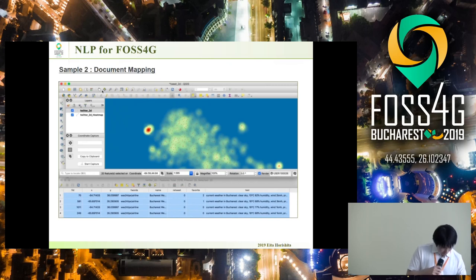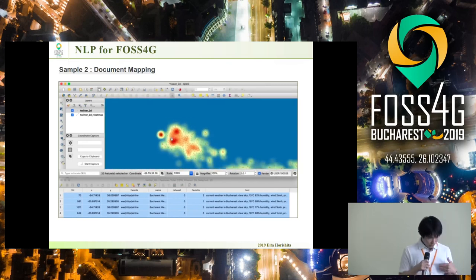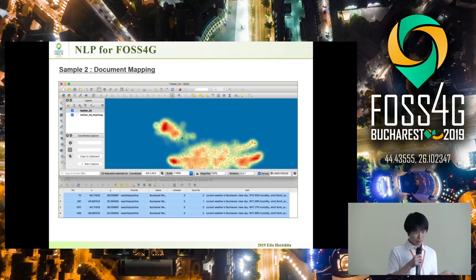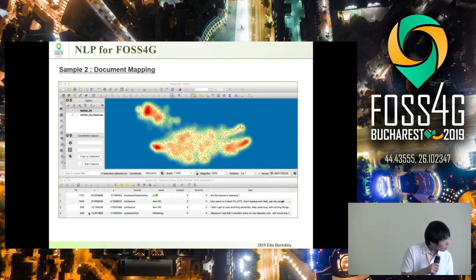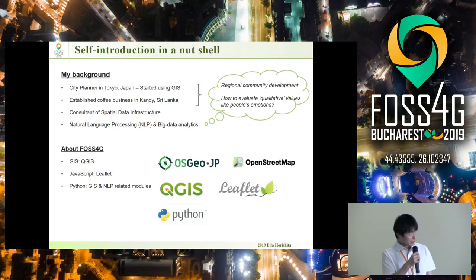And today, I'd like to explain why I created this kind of maps or this kind of techniques and how I created with some use cases and challenges as well. Okay. But before talking, let me introduce myself for better understanding of the background. I used to be a city planner as my first career in Tokyo. And at the time, I started using GIS. It's a typical reason for urban planning.